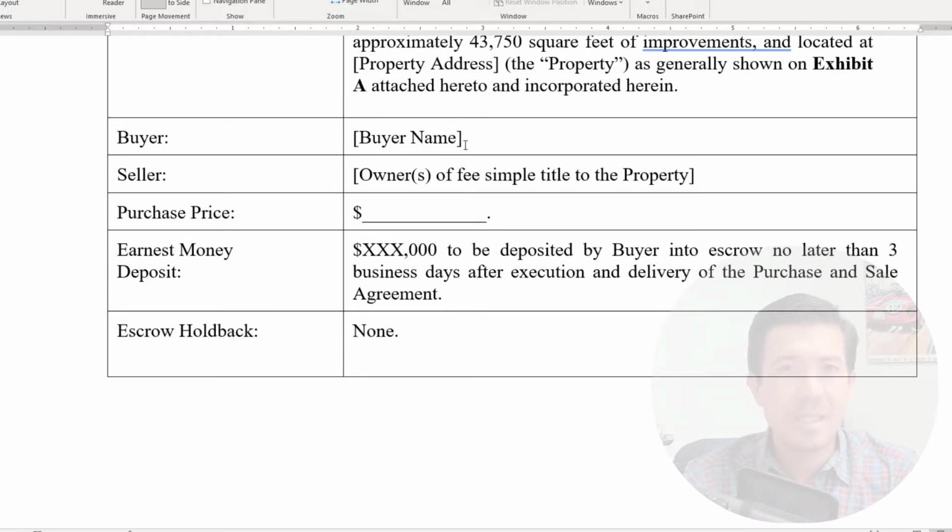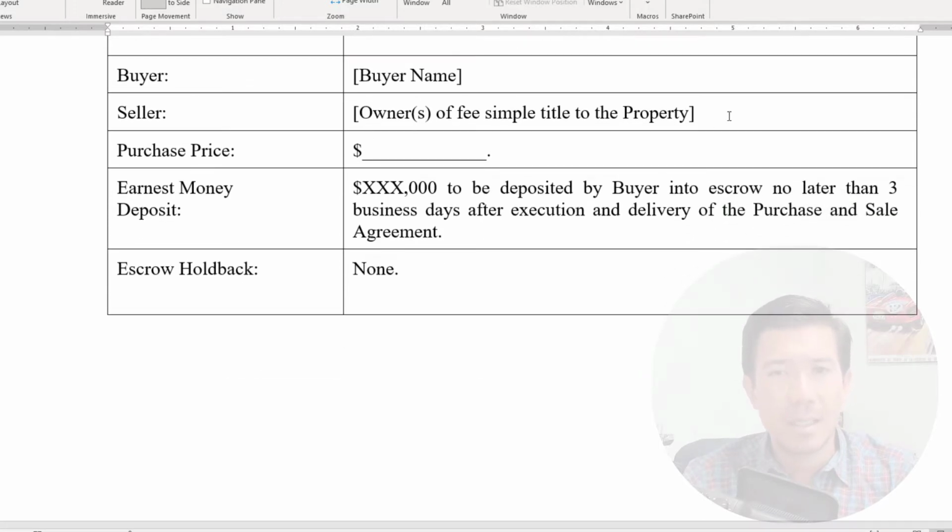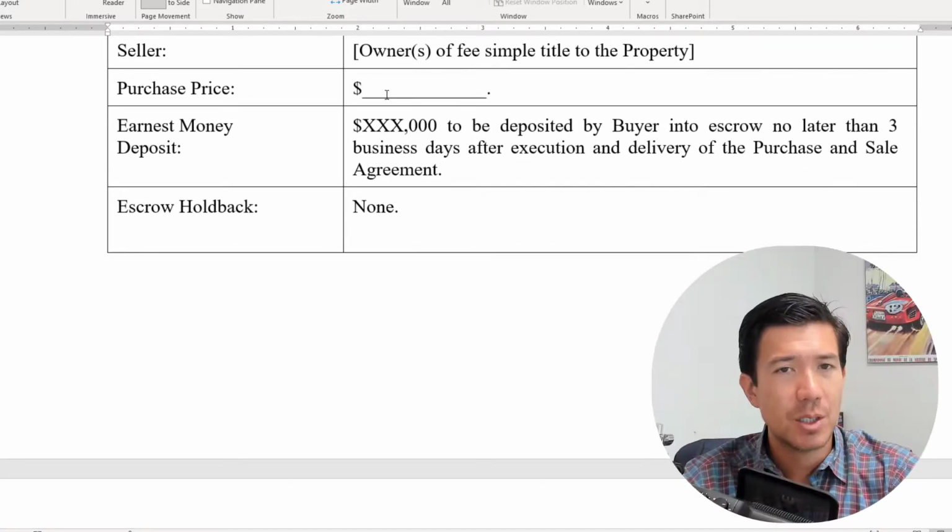Buyer name. This is important because they're probably going to Google it. As soon as they receive this, they're just going to Google the buyer name, and you want to know what that online reputation looks like. Seller, again, just reiterate it, because it makes it easier for your lawyer later to draft a PSA if you put them repeated here.